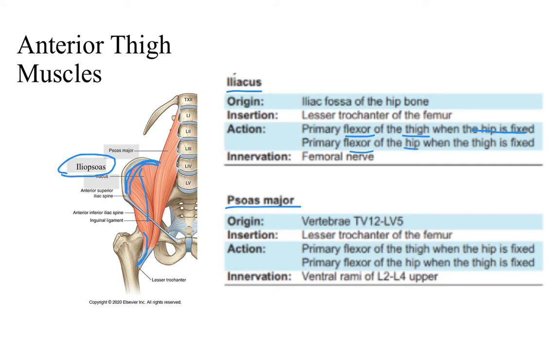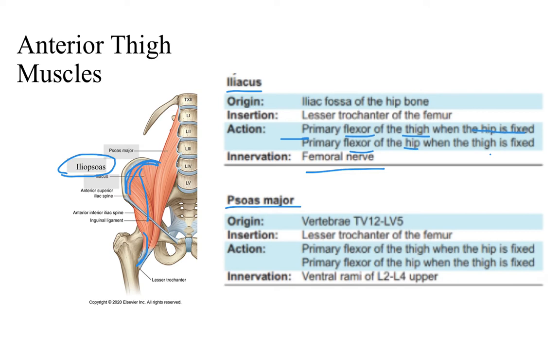It's also the primary flexor of the hip when the thigh is fixed: you stand in anatomical position and then bend over at the hip, bend your trunk over. That would be this action right here. So again, supplied by the femoral nerve.